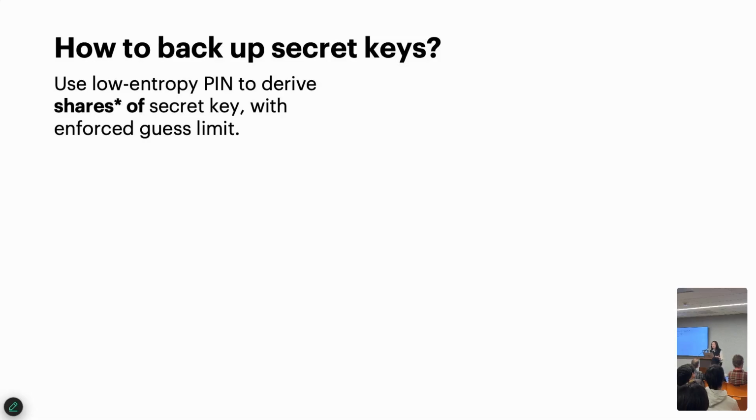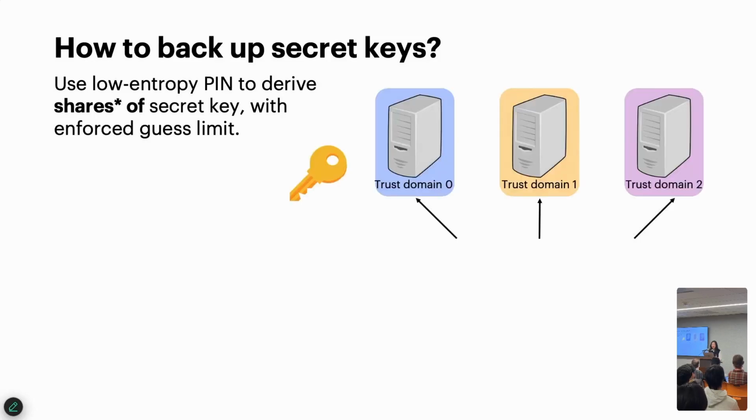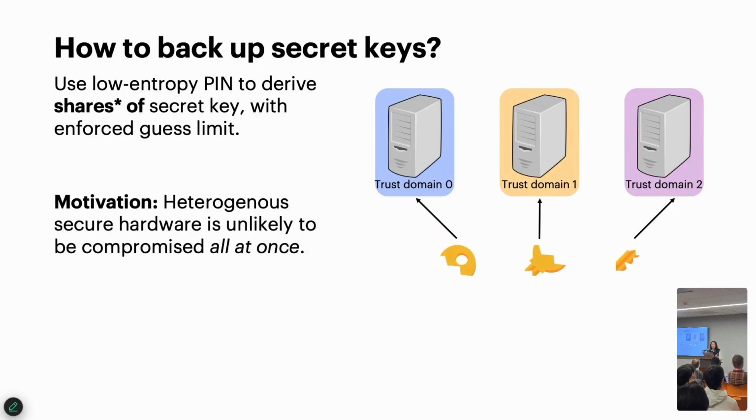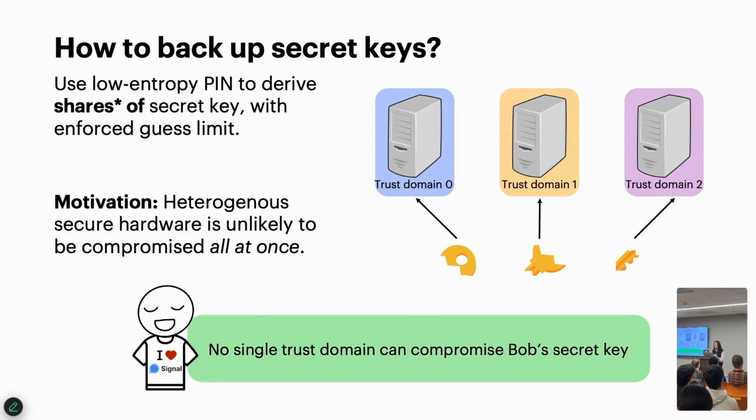So what we do instead is use this low entropy pin to derive shares of a secret key with some enforced guess limit. The motivation is that if you're using heterogeneous secure hardware, so different types of secure hardware to hold each share of your key, it's pretty unlikely that all of them are going to be compromised at once before you, say, reshare your key. So now Bob is pretty happy because no single trust domain can compromise the secret key.